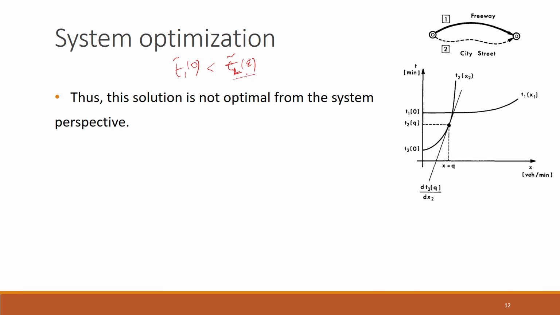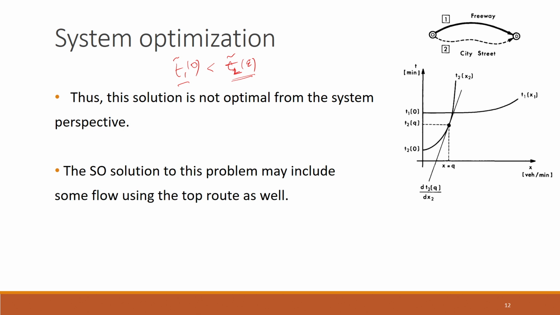this second link to the first link, it might be possible that the marginal travel times of these two links become equal, okay, and in that case the system optimal solution will be reached, okay. So the system optimization solution to this problem may include some flow using the top route as well, okay.